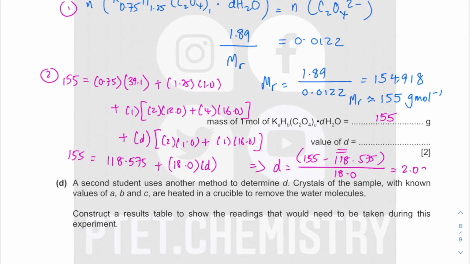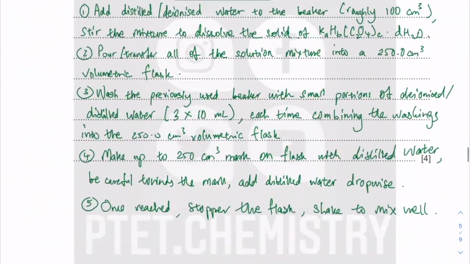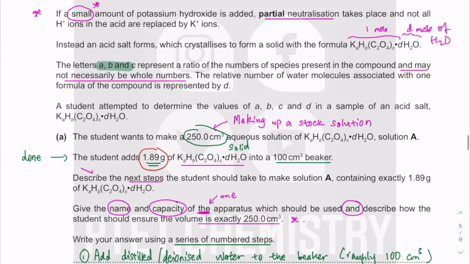So I get 2.024, and that looks reasonable. So that will just be 2 to the nearest whole number. Why is this a whole number? Because when you read the question earlier, of course you spotted that they said that the number of water molecules can't be fractional, and they only say A, B, and C, not necessarily whole number. They never mention anything about D.